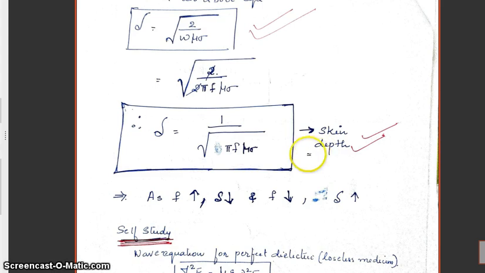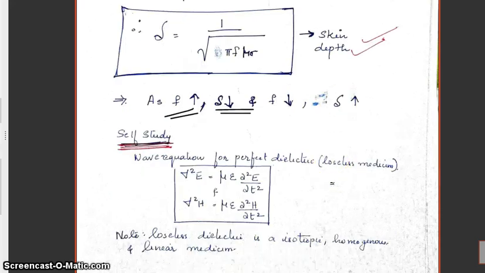From this expression you can see, as frequency increases, what happens to skin depth? Delta decreases, and vice versa. These two formulas you have to learn by heart. Hope the concept of skin depth is clear.